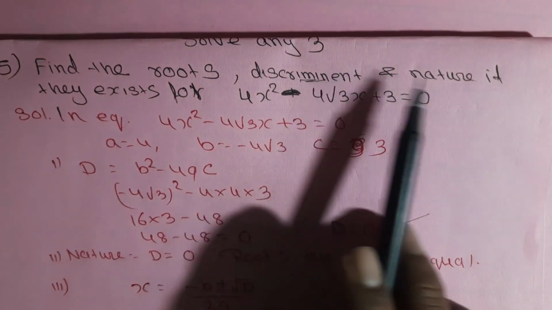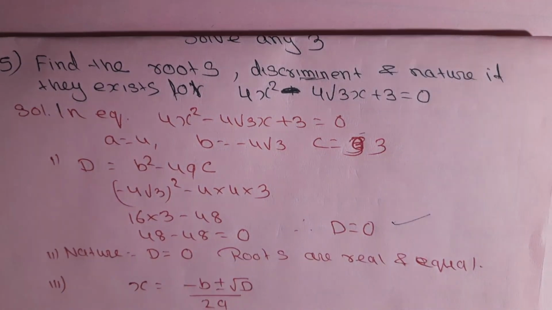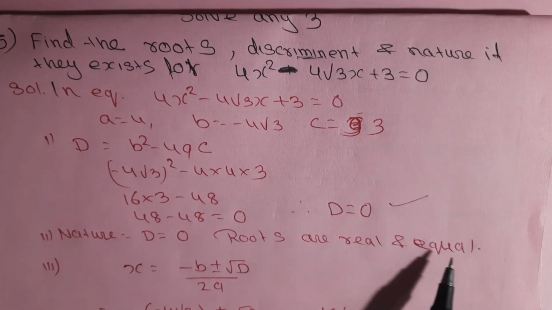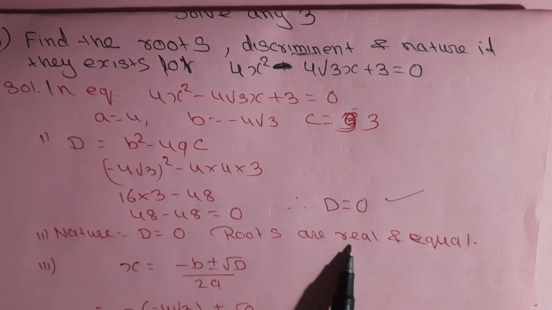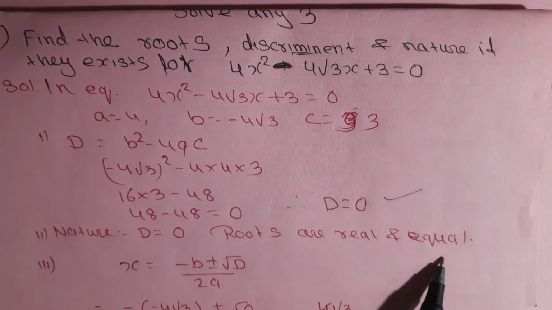If D is equal to 0, what will be the nature of the roots? The nature of the roots is that they are real and equal. Whenever the discriminant D is 0, the roots are real and equal.